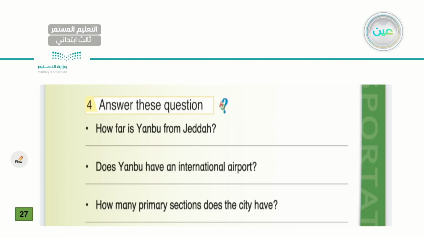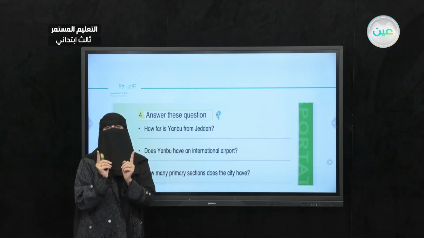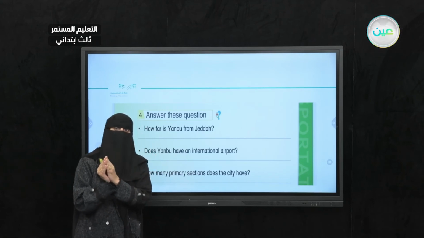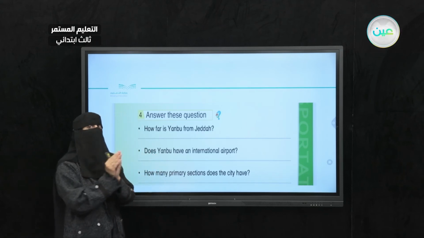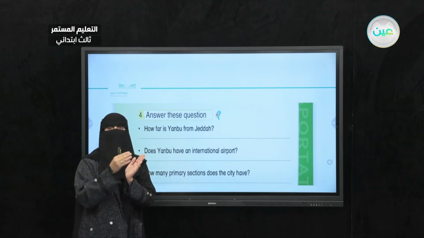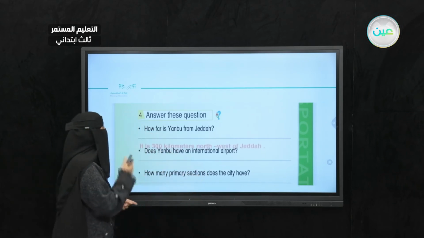Now let's move to the questions that I have below. Number 4. Answer these questions. How far is Yanbu from Jeddah? Now, if I use the question how far, I need a distance that's measured by miles or kilometers, okay? Can you find this for me? How far is Riyadh from Dammam? You will give me the measurement, kilometers or miles, okay? So we have this answer.